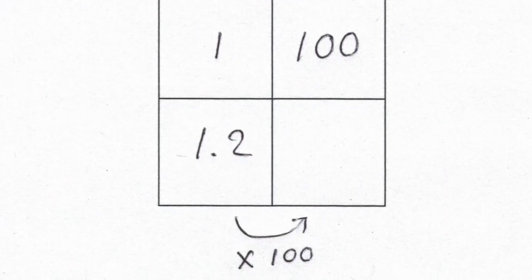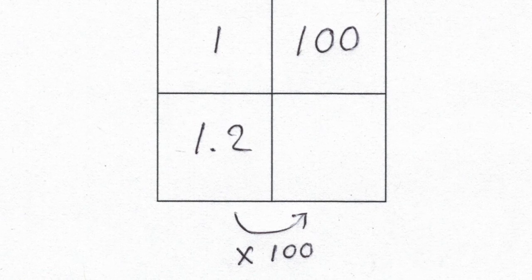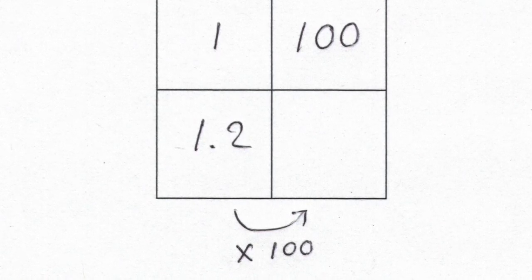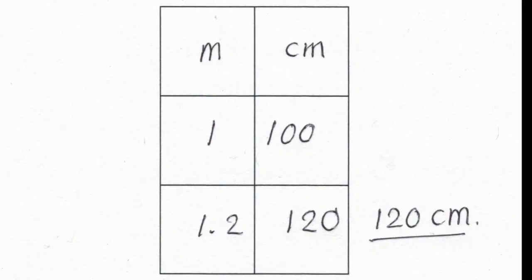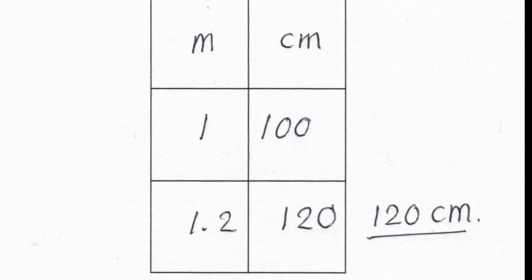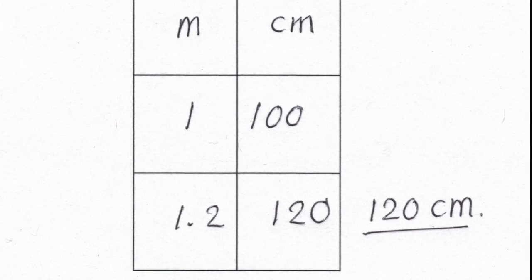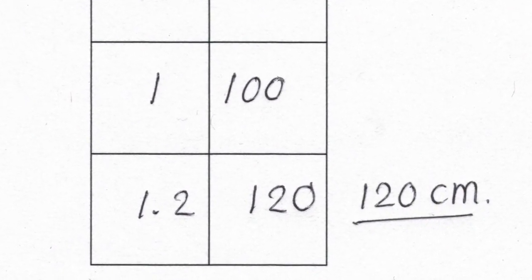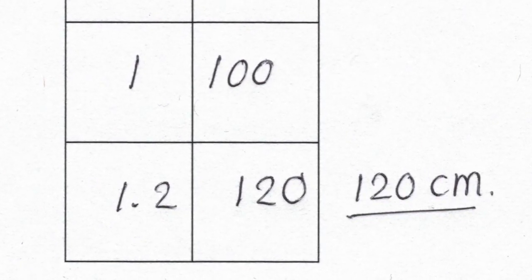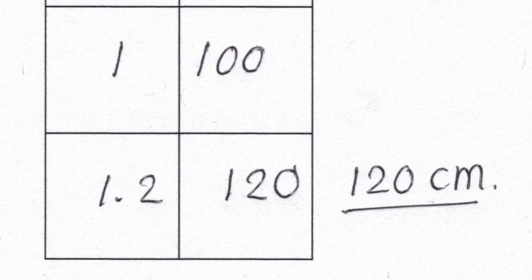To go from meters to centimeters, look at the ratio. We have to multiply by 100. So that's what I need to do for this question. I go 1.2 times 100 is 120. Don't forget to write down the unit. The answer is 120 centimeters.